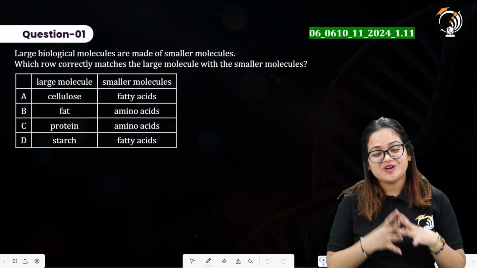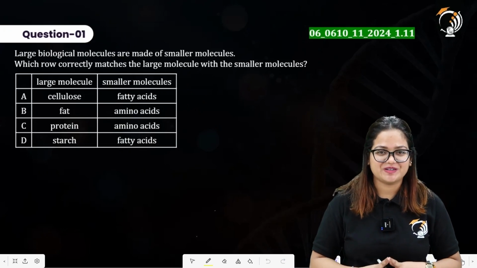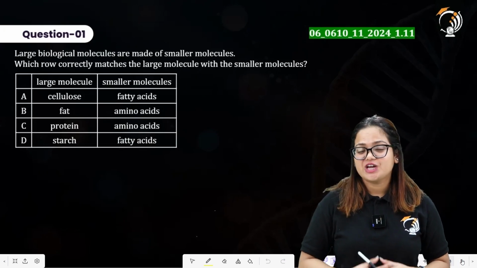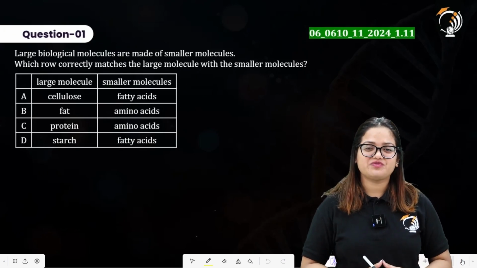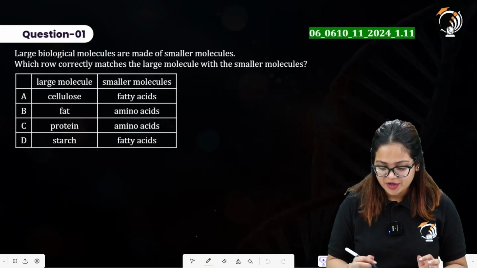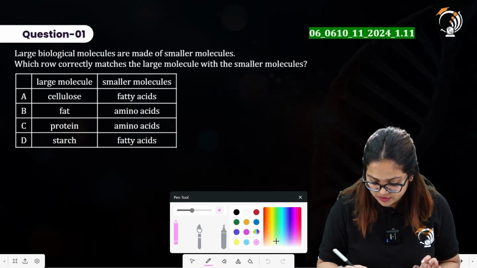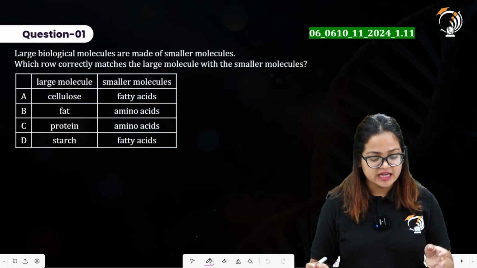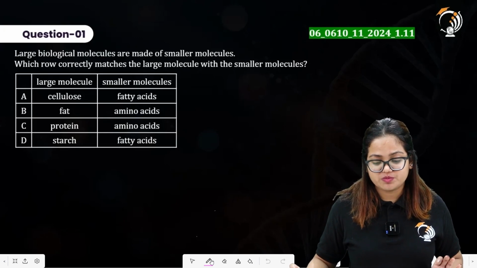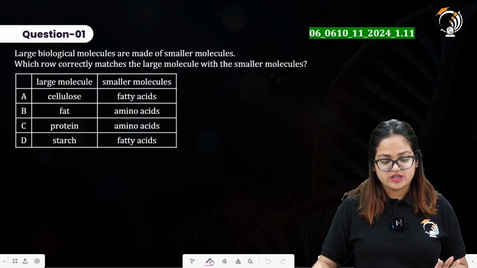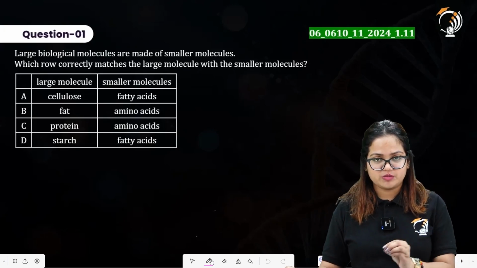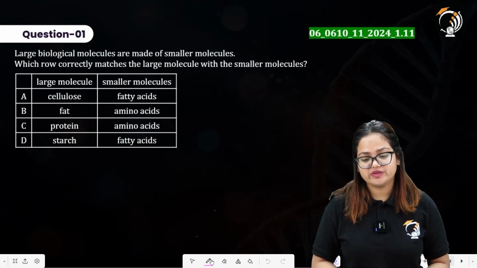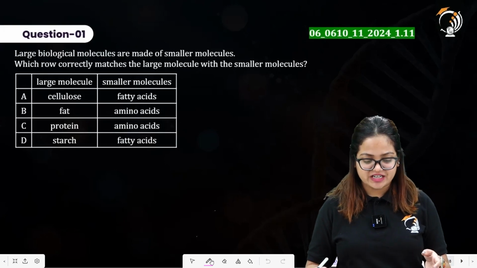Now, since we have covered the theory part of this particular chapter, that is the biological molecules, we will now proceed with the question part, and these questions are taken from past year papers. Now, moving to the first question over here that says, large biological molecules are made of smaller molecules. Which row correctly matches the large molecule with the smaller molecules? And now we have to identify.